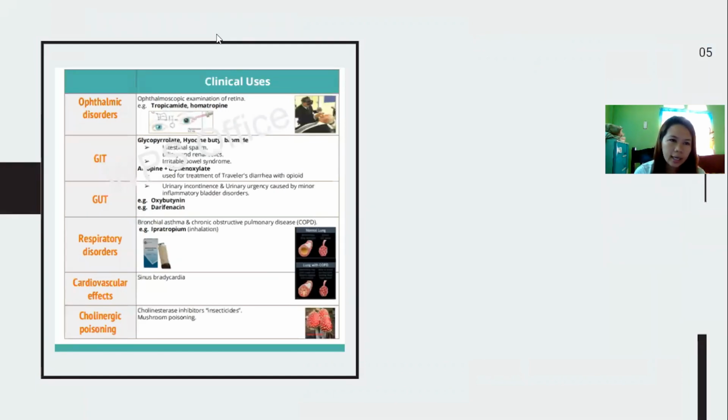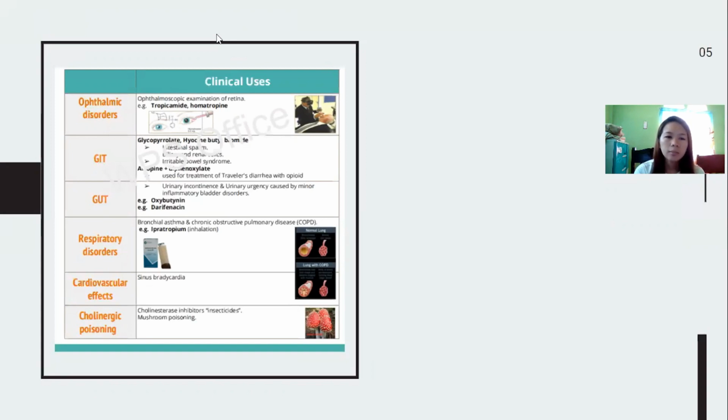Clinical uses in the ophthalmic disorders: ophthalmoscopic examination of retina, example tropicamide, homatropine. GIT: glycopyrrolate and hyoscine for intestinal spasm and irritable bowel syndrome. Atropine and diphenoxylate, used with opioid for treatment of traveler's diarrhea. GUT: urinary incontinence and urinary urgency caused by minor inflammatory bladder disorders.